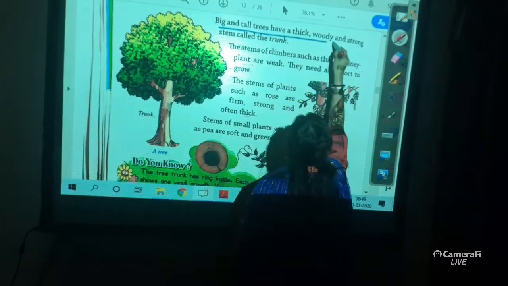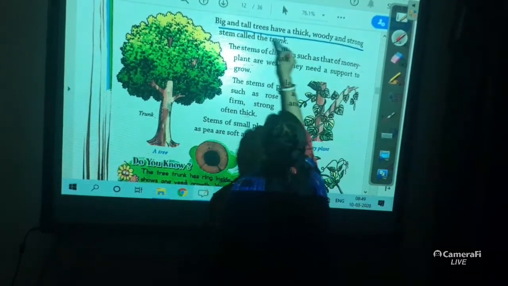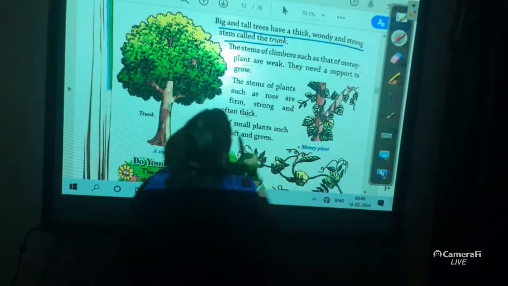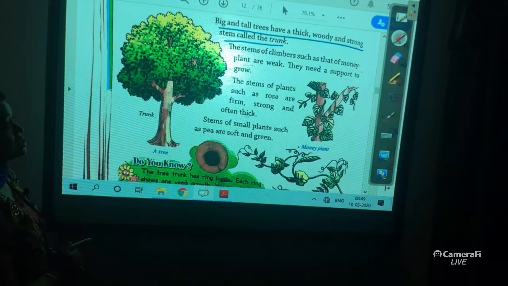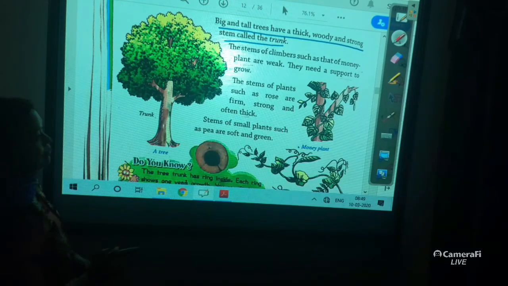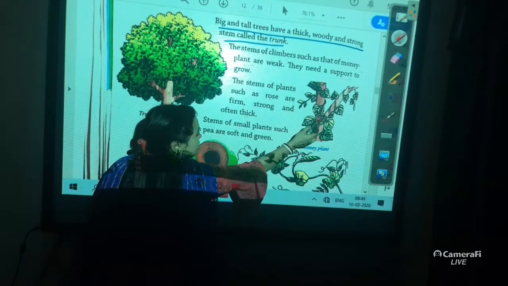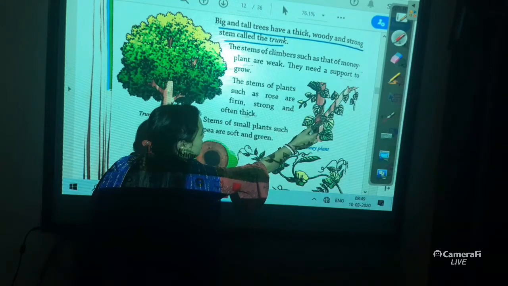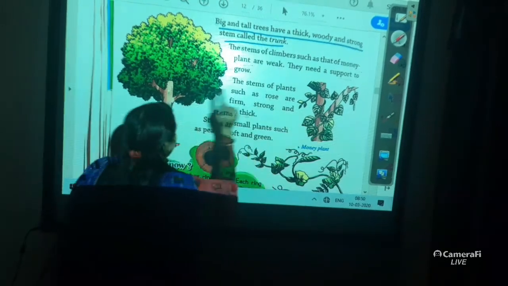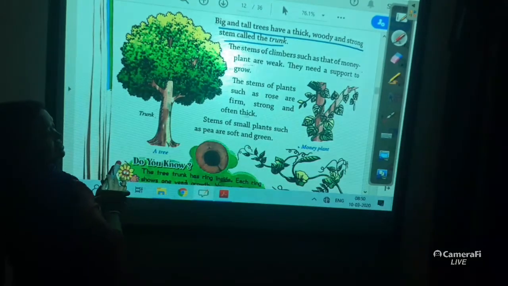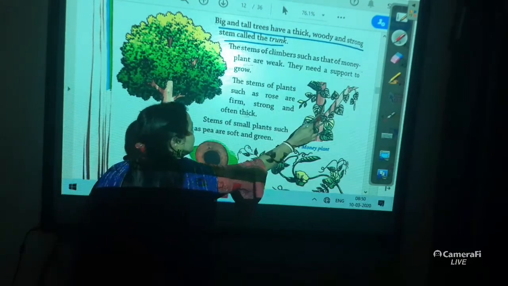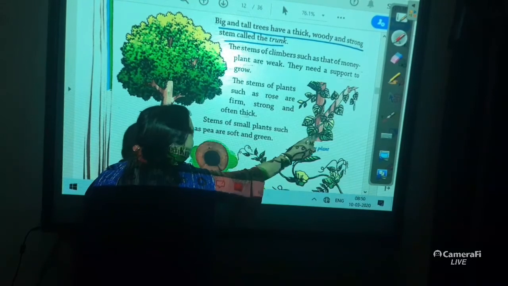Big and tall trees have a thick, woody and strong stem called trunk. The stems of climbers such as that of money plant are weak. See the stem portion of this plant and the stem portion of this plant. In this plant the stem portion is weak.